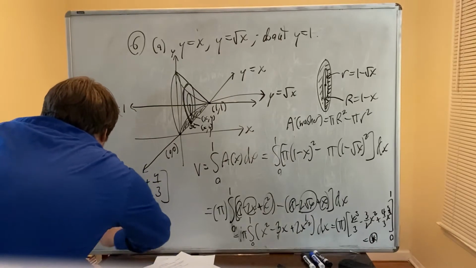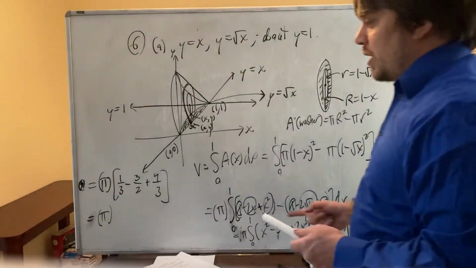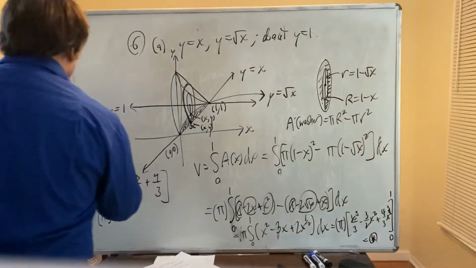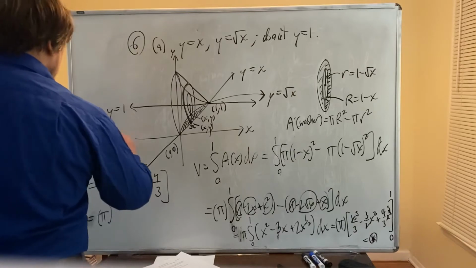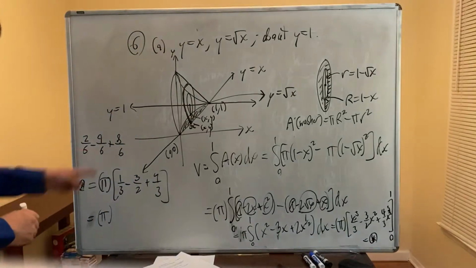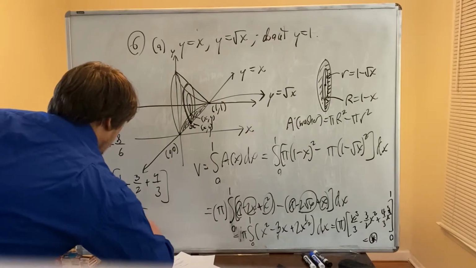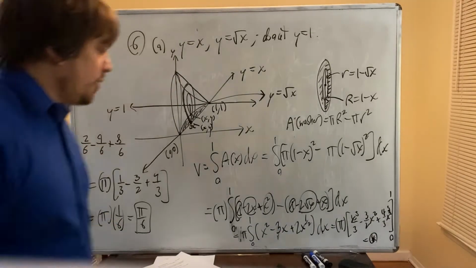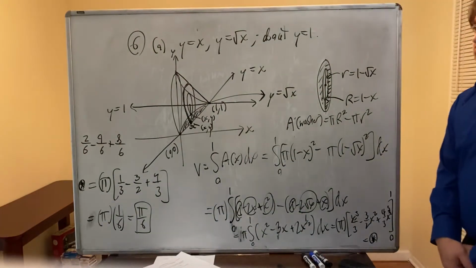Okay, so it's equal to pi times that thing. The common denominator is 6. This is 2/6 minus 9/6 plus 8/6. So that's 1/6. So it's pi times 1/6, which is equal to pi over 6. Final answer is pi over 6. All right, and so that's the final answer. Pi over 6 is the volume. That's 6a.